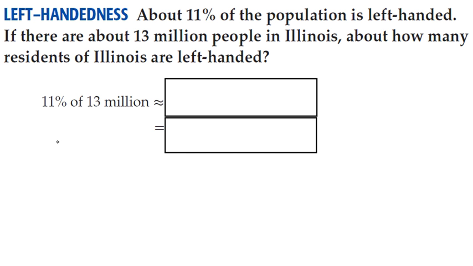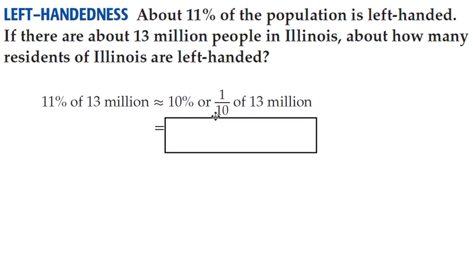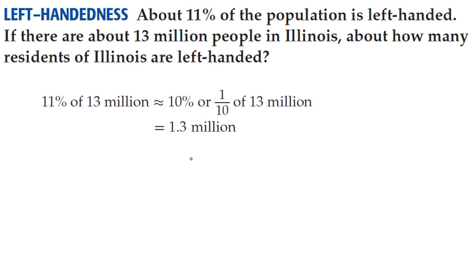Left-handedness. Here's a word problem for you. About 11% of the population is left-handed. If there are about 13 million people in Illinois, about how many residents of Illinois are left-handed? Well, 11% of 13 million. 11% is pretty close to 10%, and 10% is 1/10. And 1/10 is just moving a decimal place 1 to the left. So if we have 13 million, the number of left-handed people in Illinois would be about 1.3 million, just by moving our decimal 1 to the left, or dividing by 10.